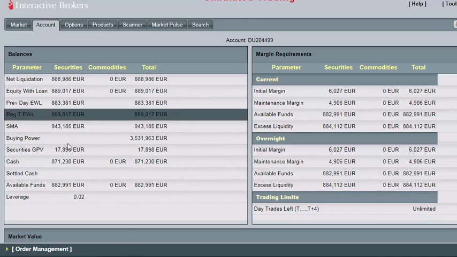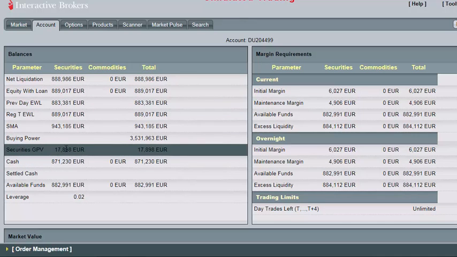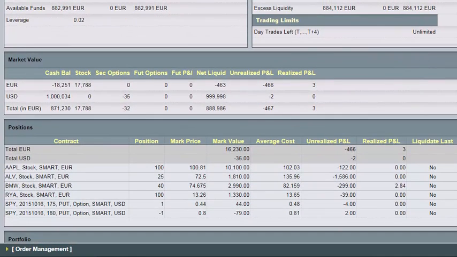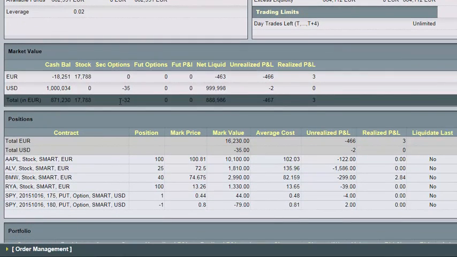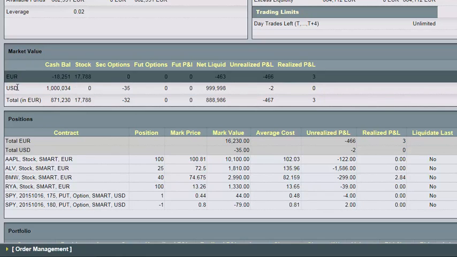Okay. Down here it's telling you what your cash balance is, and securities, that's telling you what you have invested in stocks. These are just some of the major things that I'm going to talk to you about right now to keep it simple for you. Then as we move down, it's telling you what's the market value of all of your positions, both in euros and US dollars.